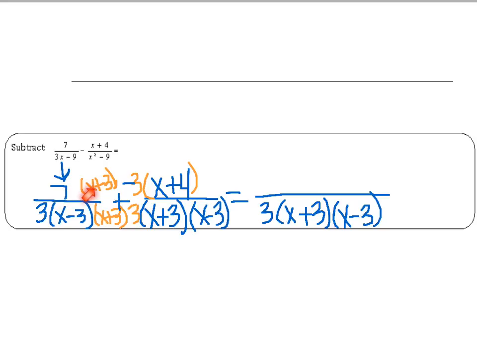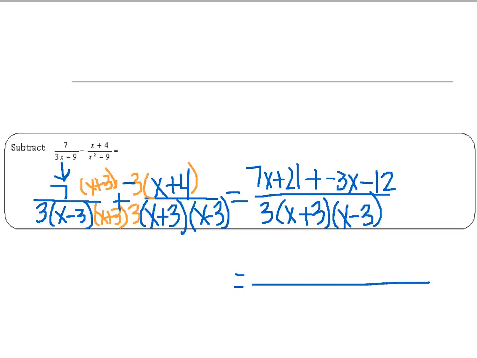So 7 times x is 7x. 7 times 3 is 21. So I have 7x plus 21. Now I've got a plus sign in the middle because I changed it to addition. And I've got negative 3 times x, that's negative 3x. Negative 3 times 4 is negative 12. So I have minus 3x and then minus 12. My bottom is going to stay exactly the same for my final answer.